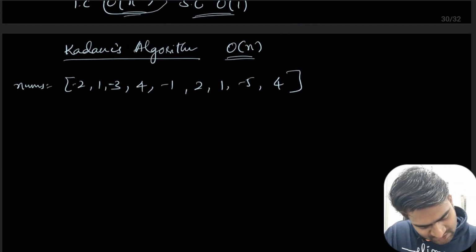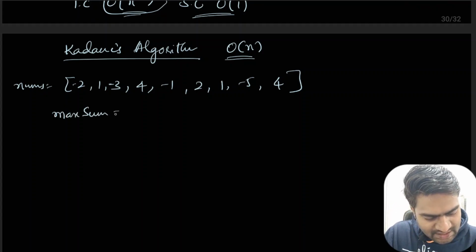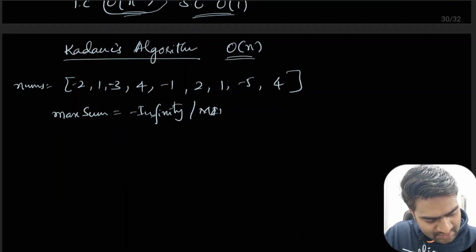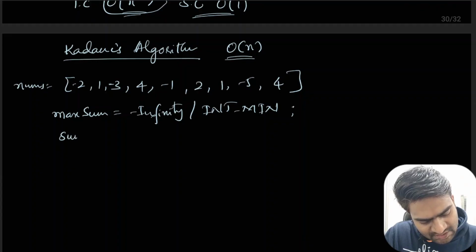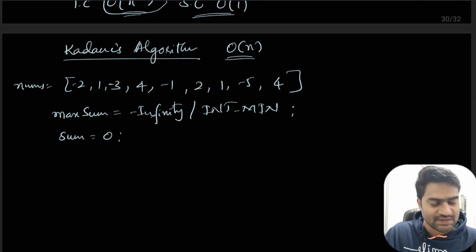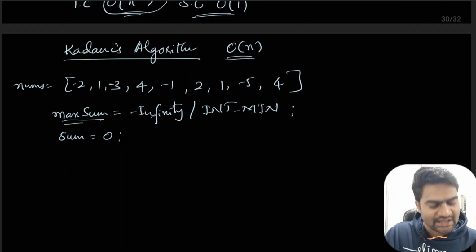Now I will declare again a variable max sum, and I will assign it with minus infinity or int min, so minimum possible value. Next, I will take one more variable sum, let it be initialized with 0. Now I will iterate over the array only once, and I'll keep on adding the number to this sum, and I will keep on updating the max sum.